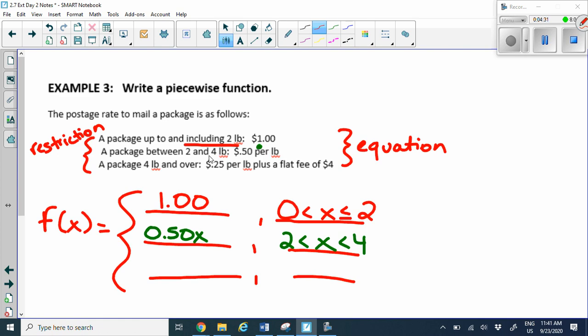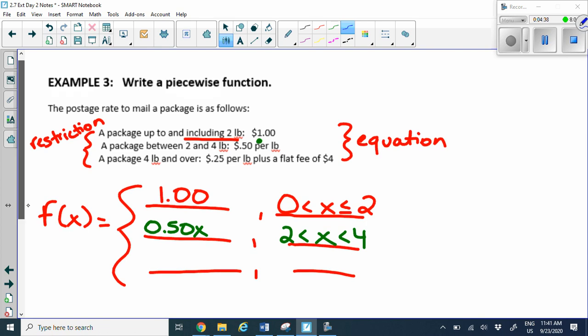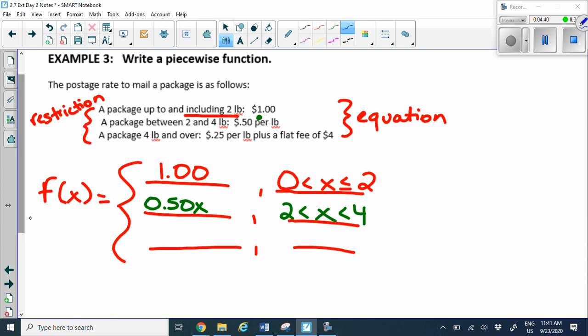Okay, now our last one. So it says a package 4 pounds and over, that's going to be 25 cents per pound plus a flat fee of 4. So flat fee means you have to pay $4 no matter what, okay?